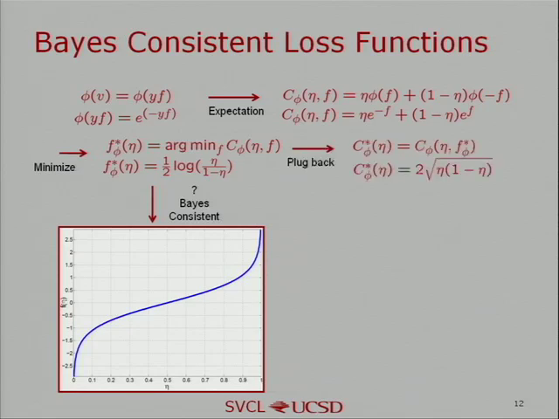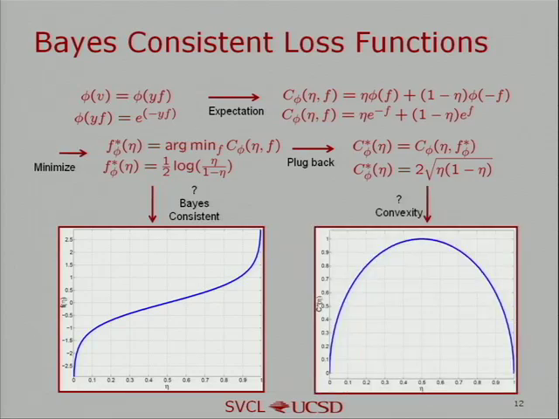So we're good there. We take our F star and we plug it back into our risk to find our minimum risk, which we call C star. And then what we have to do here is check to see whether C star is convex or not. The reason for that is that it can be shown that in order to have a convex optimization problem, you need to have a minimum conditional risk C star that's convex. So for the exponential loss, everything works out fine.